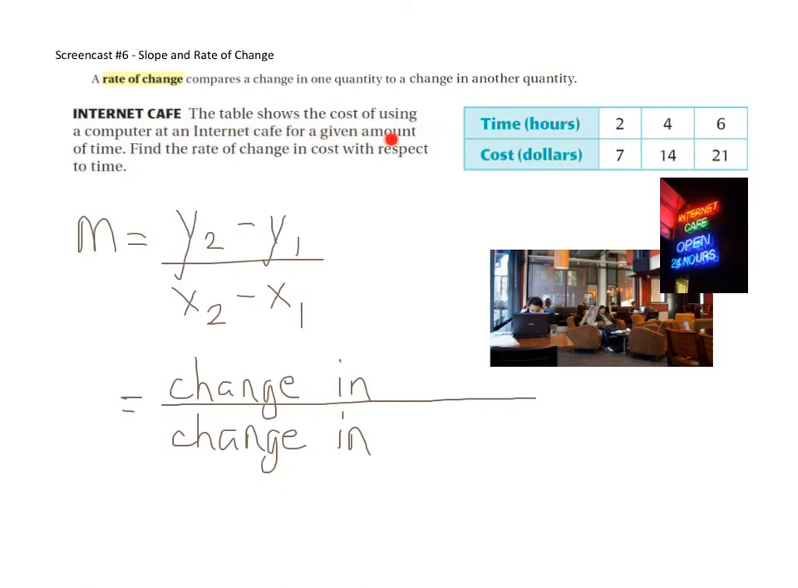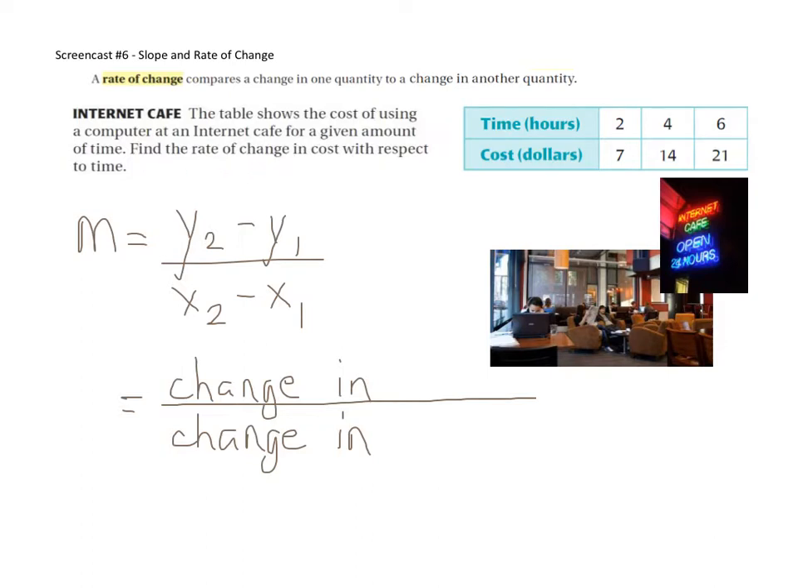Here's the problem. The table shows the cost of using a computer at an internet cafe for a given amount of time. Find the rate of change in cost with respect to time. So we have to find, yes, this rate of change, which, as I have said, is so similar to slope. And we have to find the rate of change in cost with respect to time. So here is the information that we're given. If you spend 2 hours at the internet cafe, you just spent $7. 4 hours, you have to spend $14. 6 hours, and you have to spend $21. Interesting.